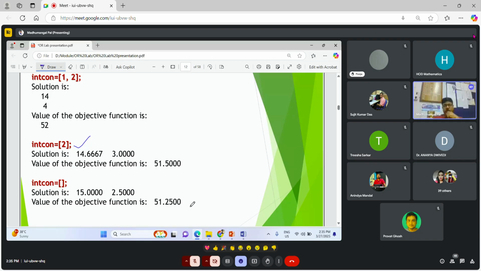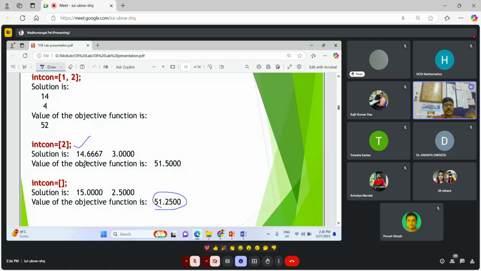So which one is the better solution? Sometimes we want to know which one is the better solution. But here see that in the last case, there is no restriction on the variable. So this case gives the best solution, the minimum value. Here the problem is a minimization problem. So 51.25 is the best result compared to the previous two. 51.25 is the least result. So this is the best.